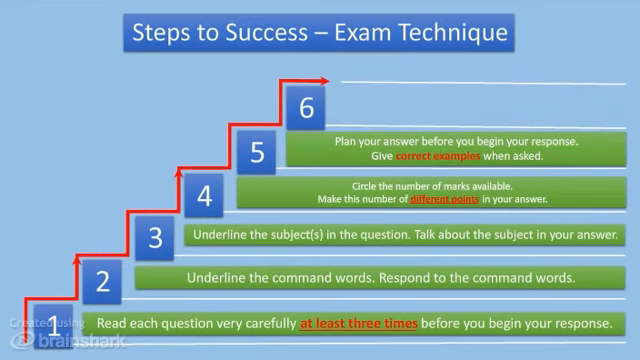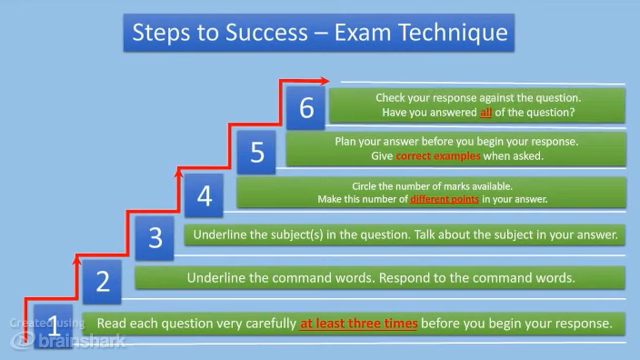And our final step is one in which we complete the cycle. And by that I mean, once we've written our response, we check back through it. We read it for grammar, spelling, punctuation, but we also check it to make sure that we've answered what the question has asked us. Okay, so we check our response against the question, and then we also need to make sure that we have answered all of the question.